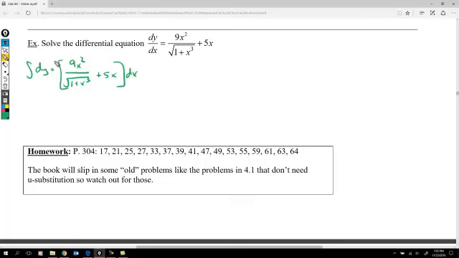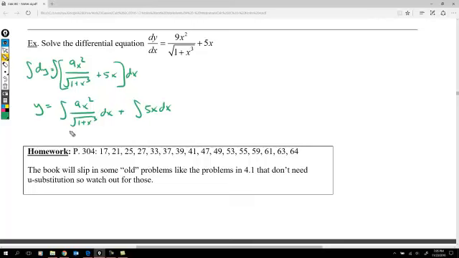Now I want to take the integral of both sides. The integral of dy is just going to be y. And then on this side, I'm going to split this integral into two pieces just because I can: the integral of 9x squared over the square root of 1 plus x cubed dx, plus the integral of 5x dx. Remember, if you're adding two functions, you can split it into two totally different integrals, and that's fine.